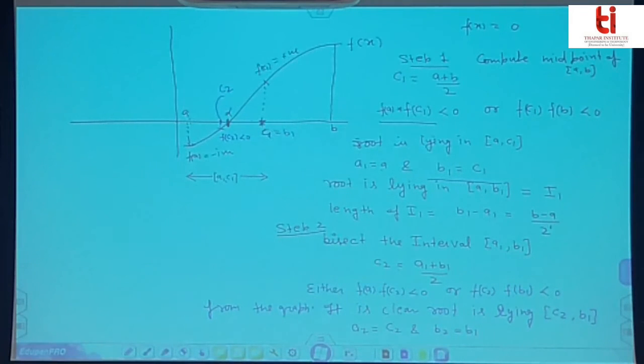At C1, we'll check where the intermediate value theorem is satisfied. Inside the interval A1, C1, the intermediate value theorem is satisfied. So we'll take this interval where the root is lying, and then we'll divide this interval into two equal intervals, and we'll find out in which interval the root is lying, and we'll continue the process. Ultimately, we are getting a very, very small interval that will contain the root. Okay, so this is the bisection method.